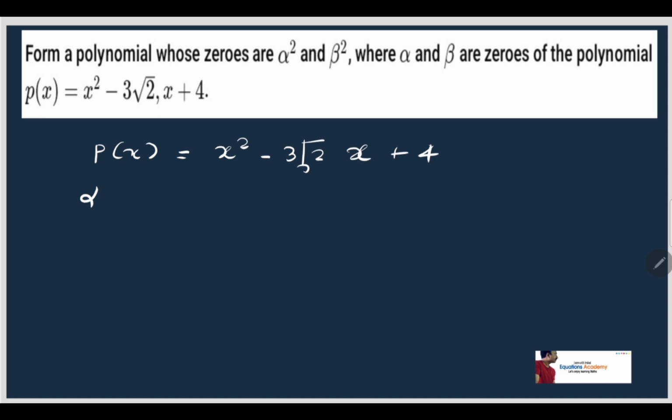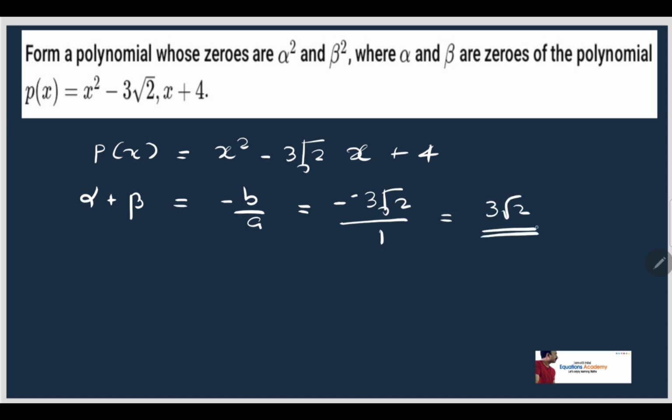Alpha plus beta is equal to minus b divided by a. b is the coefficient of x. Coefficient of x here is minus 3 root 2. So minus 3 root 2 divided by a. a is the coefficient of x square, that is 1. So we have now minus 3 root 2 divided by 1. Minus is plus. So 3 root 2 divided by 1, which is equal to 3 root 2. That is alpha plus beta.